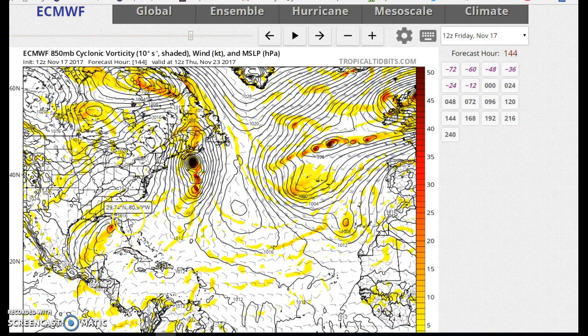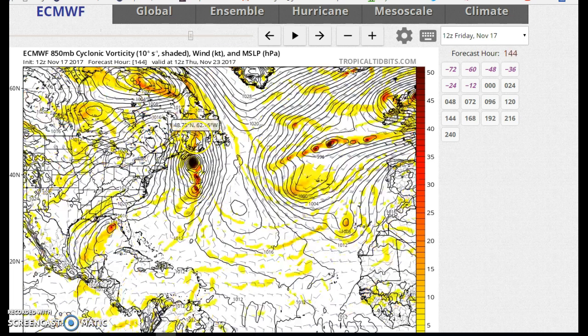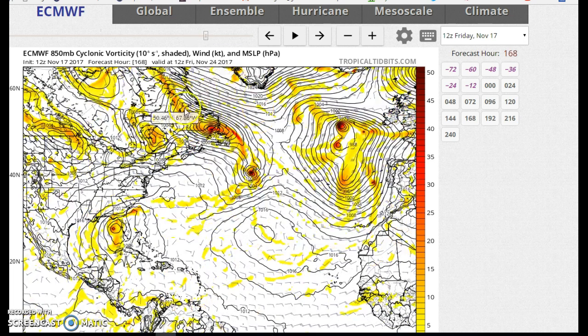And watch how little the Gulf of Mexico over here moves in a day. This is day 6. Day 7. It's basically stationary. And because this energy holds back, this piece up here that blew up originally on the European model becomes the 50-50 low up over Newfoundland.